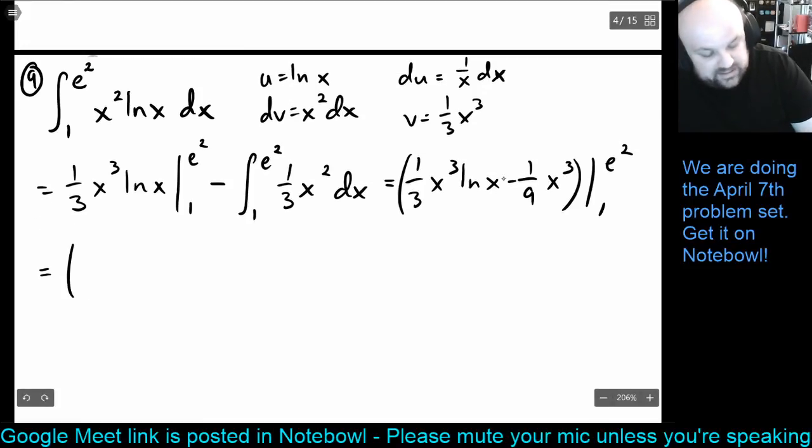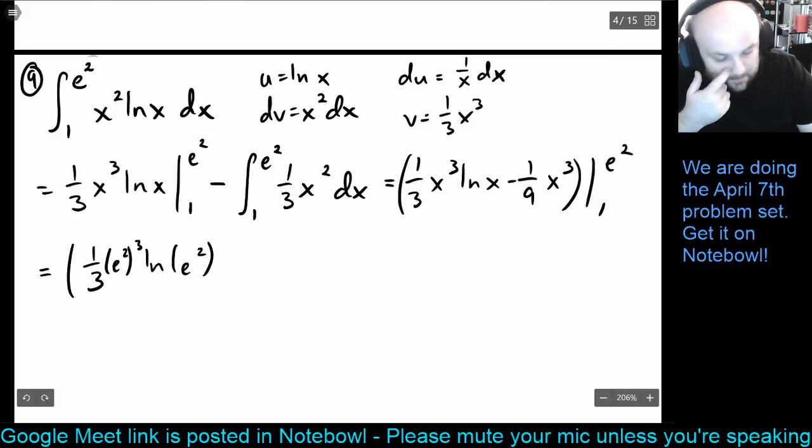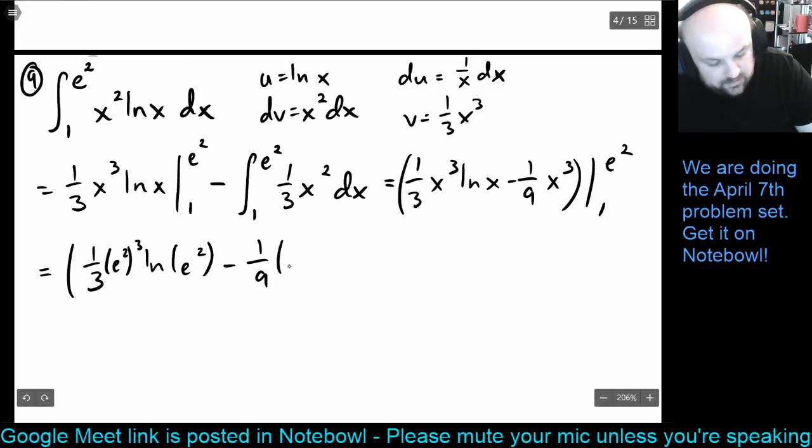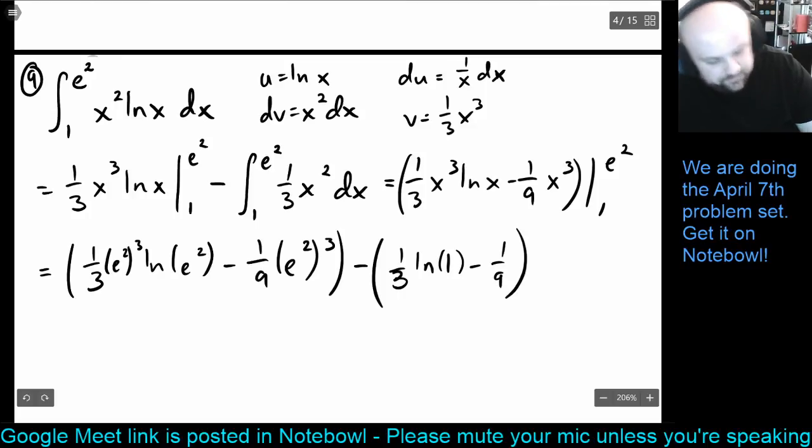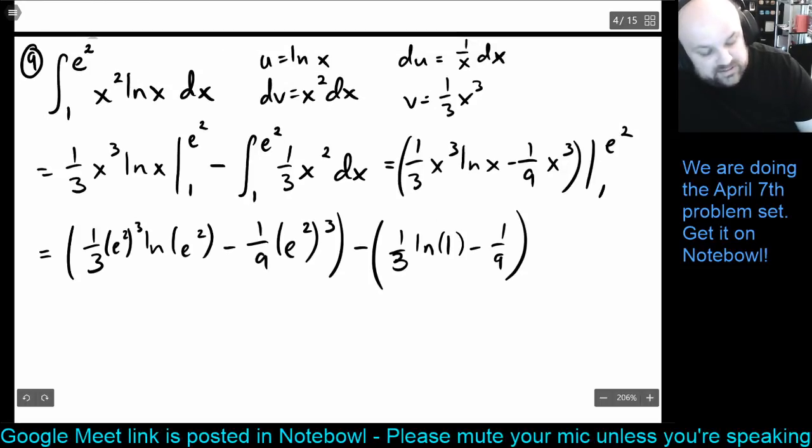All right. So plug in the e squared. We're going to have 1/3 e squared cubed, which is e to the 6th, ln of e squared, and then minus 1/9 e squared cubed. Okay. So that's plugging in e squared. Now let's plug in 1. 1/3, 1 cubed is 1, ln of 1. Minus 1/9, 1 cubed is 1. ln of 1 is 0, so this part's just gone, which is nice.